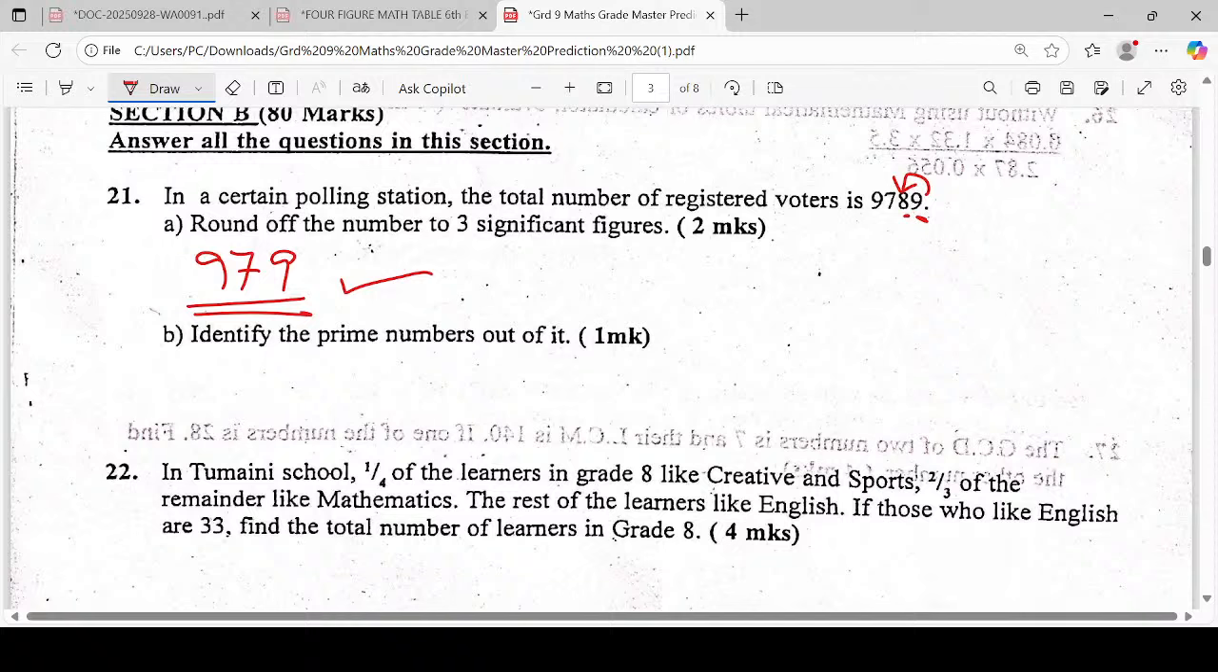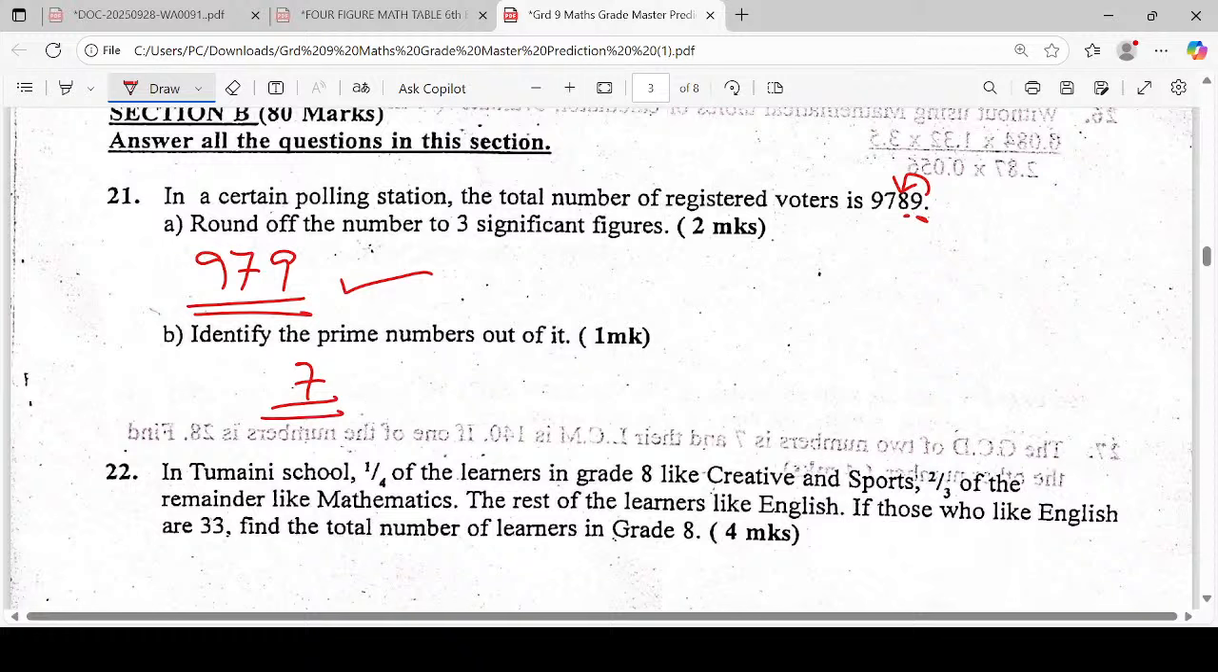Question number B says, identify the prime number out of them. Remember, a prime number is a number that has only two factors, and the number here should be 7. That is the prime number in that case, 7.